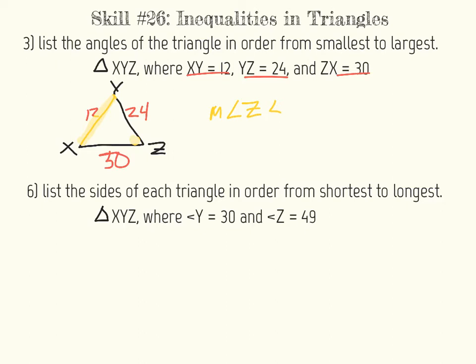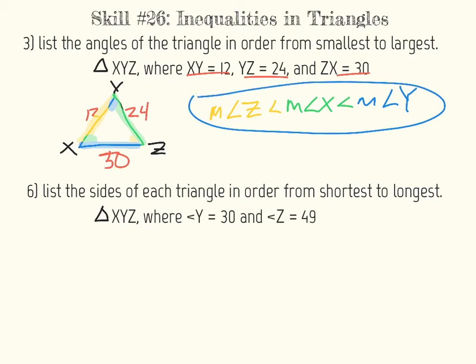would be 24, because that's the next smallest number. So opposite of 24 is X. So I have the measure of angle X is less than the biggest one, and last one is the 30, and opposite the 30 is the Y, so I have the measure of angle Y is the biggest. So that is your final answer.